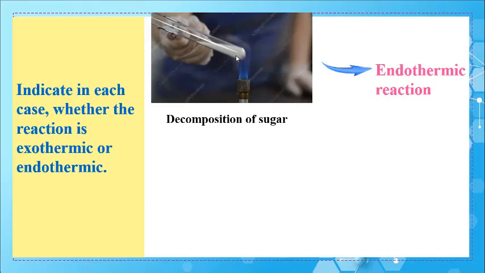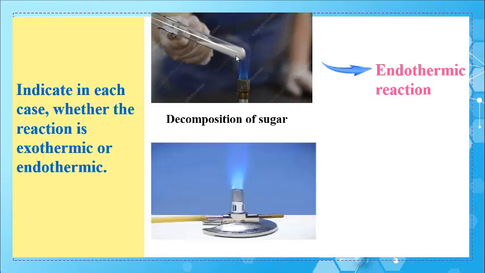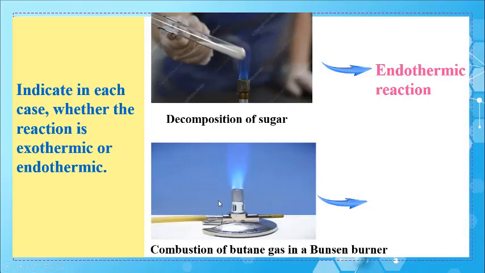Let's continue. Here I have a combustion of butane gas in a Bunsen burner. Look at the wonderful color of the butane. The butane gas gives a blue flame upon reaction with oxygen. It gives us heat. If I approach it, then is it exo or endo in your opinion? Pause the video and think. Good! It's an exothermic reaction.